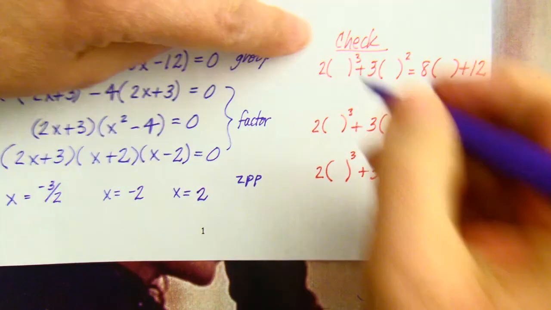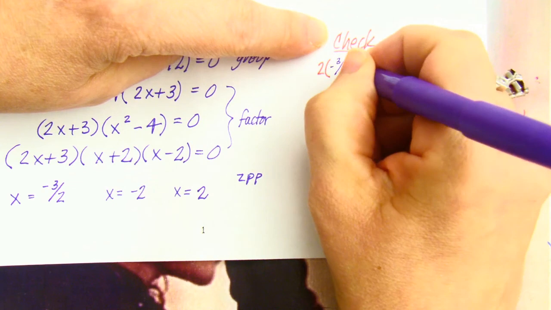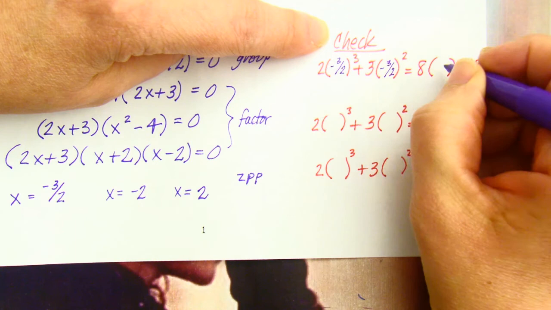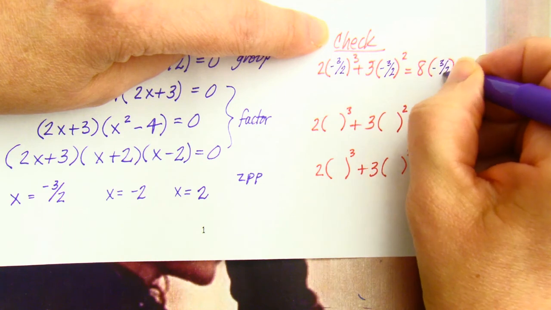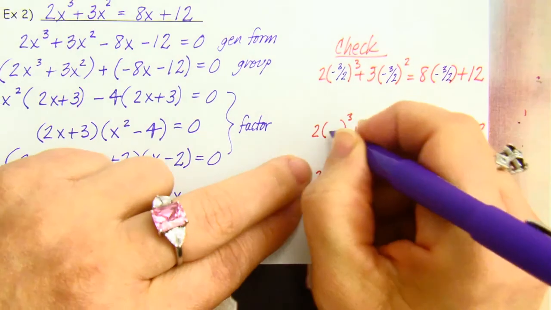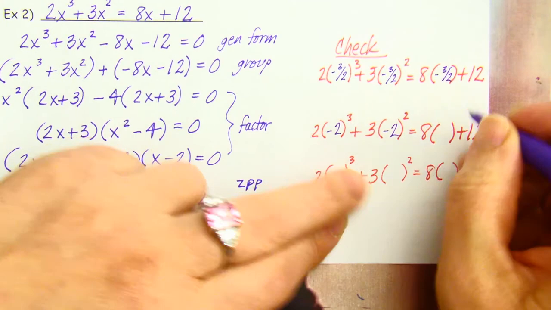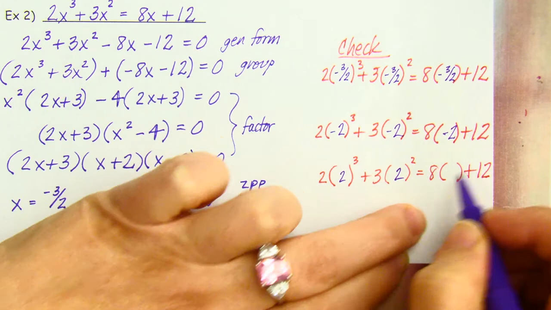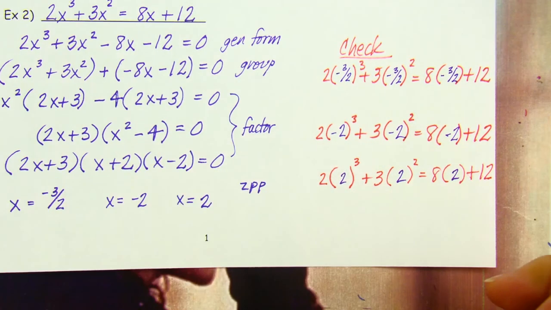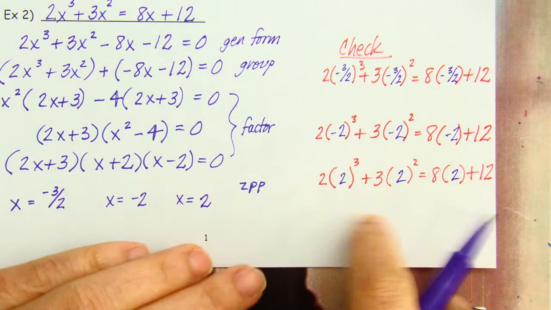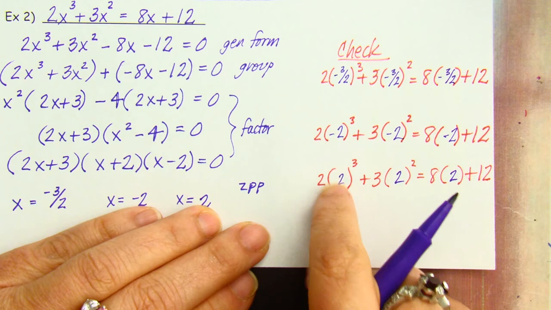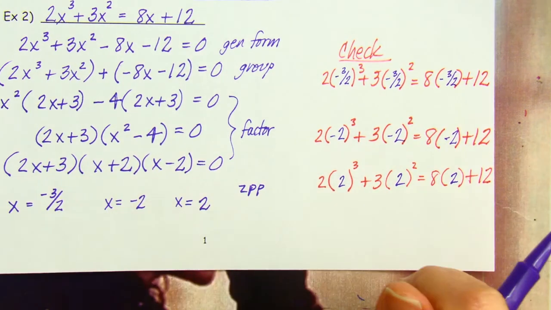First potential solution is negative 3 over 2. This one I might choose to use the calculator. You have to type it in correctly though. Now the next one is negative 2. And the next one is positive 2. Now you have to be careful with this. Like the last example, where for the last 2 checks you ended up with the same value on each side, this one you won't, because a negative cubed is still a negative, and a positive cubed is a positive. So you're going to get different answers for the checks here.